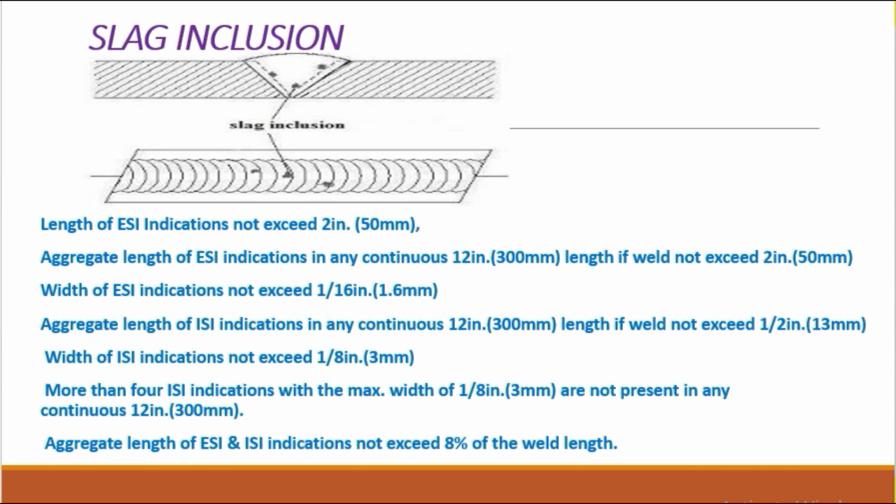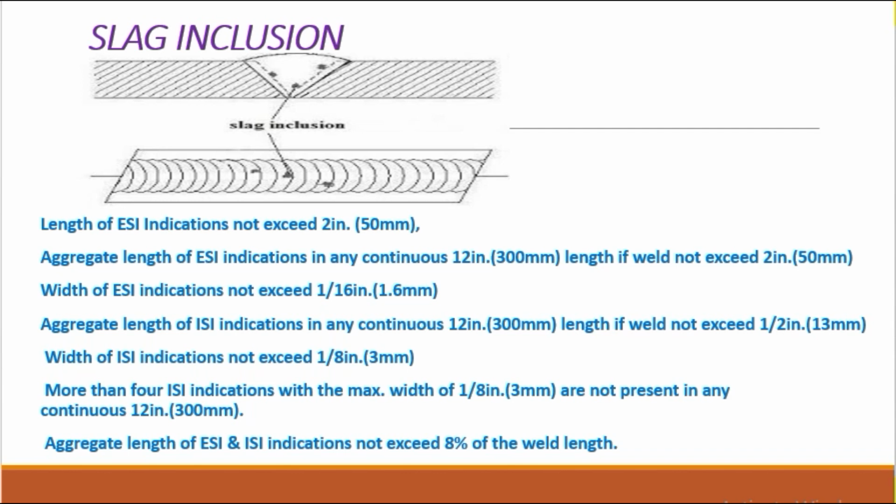And the width of an ESI indication should not exceed 1.6 mm. So this is for the length of elongated slag inclusion. The aggregate length of isolated slag inclusion indications in any continuous 300 mm weld length should not exceed 13 mm, and the width of an ISI indication should not exceed 3 mm. More than 4 ISI indications with the maximum width should not be present in any continuous 300 mm length.